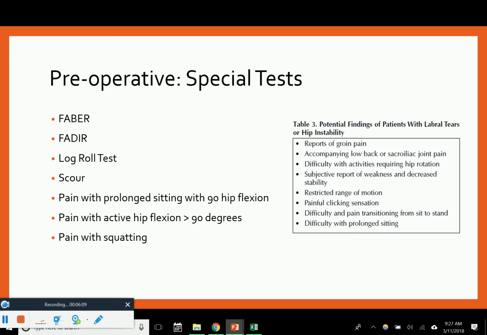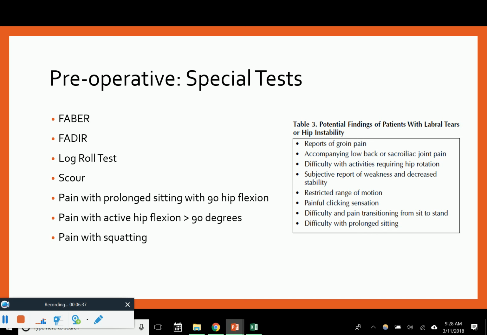So these will help you rule in what we would call femoral acetabular impingement, which may suggest a labral tear or a cam or pincer lesion. The special tests we look at are the FABER test and the FADIR test. FABER stands for flexion, abduction, external rotation. And the FADIR is flexion, adduction, and internal rotation.